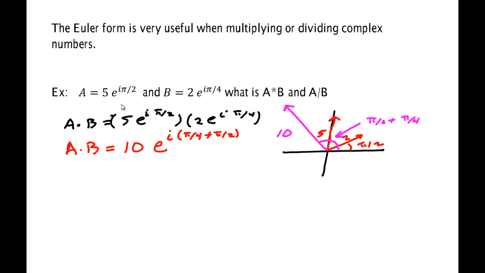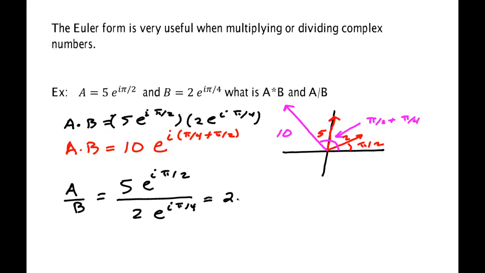In this third part, we're going to finish using the Euler form of complex numbers. So we had left in the last video the multiplying. It also asks us to find the division. A divided by B is equal to 5e to the I pi over 2, and then we're going to divide that by 2e to the I pi over 4. This gives us 2.5 e to the I, and we have pi over 2 minus pi over 4 leads us to pi over 4.